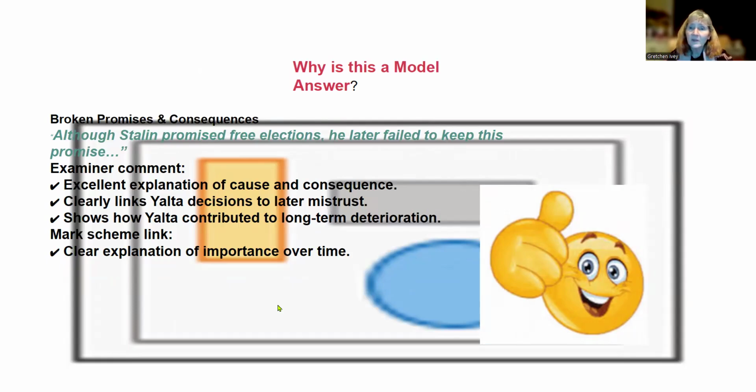Okay, broken promises and consequences. Although Stalin promised free elections, he later failed to keep his promise. So, what does the examiner say? Excellent explanation of cause and consequence. Clearly links Yalta's decisions to later mistrust. Shows how Yalta contributed to long-term deterioration. And the mark scheme link: clear explanation of importance over time.